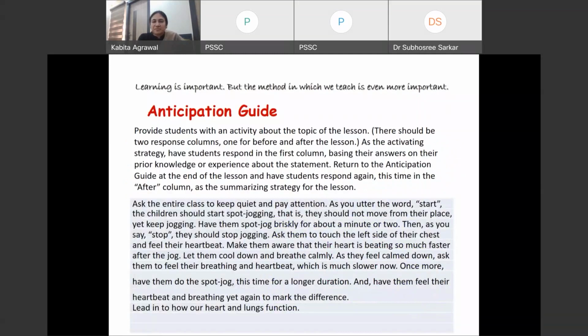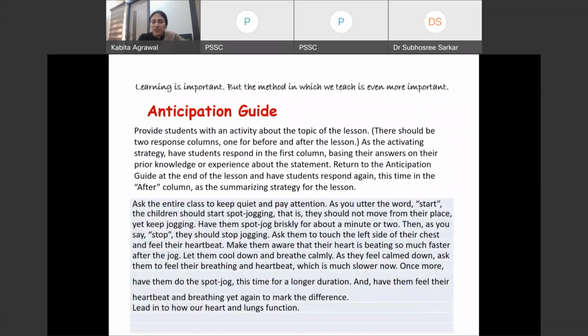Anticipation guide. Again, it's an interesting strategy where you want the child to anticipate something before he starts the chapter, and then come back and summarize how far he was right and how far his knowledge has added up to make a difference to the entire learning.